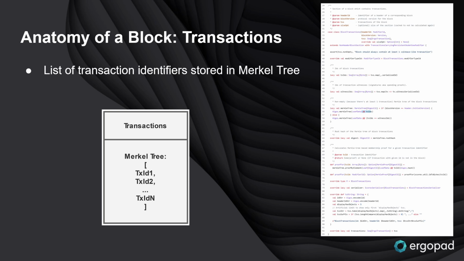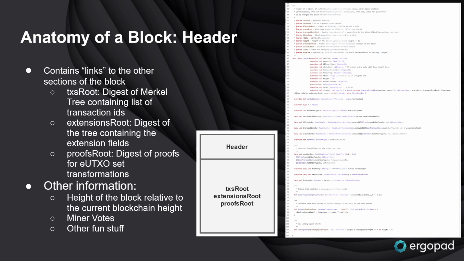The transaction section is just a list of all the transaction identifiers stored in a Merkle tree. Each transaction gets its own unique transaction ID, and this section holds a list of the transaction IDs that are to be included in that block, or part of that block if it was mined already. The last section is the header, and this contains links to other sections of the block, and holds other information like the height of the block relative to the current blockchain height, miner votes, and other stuff.